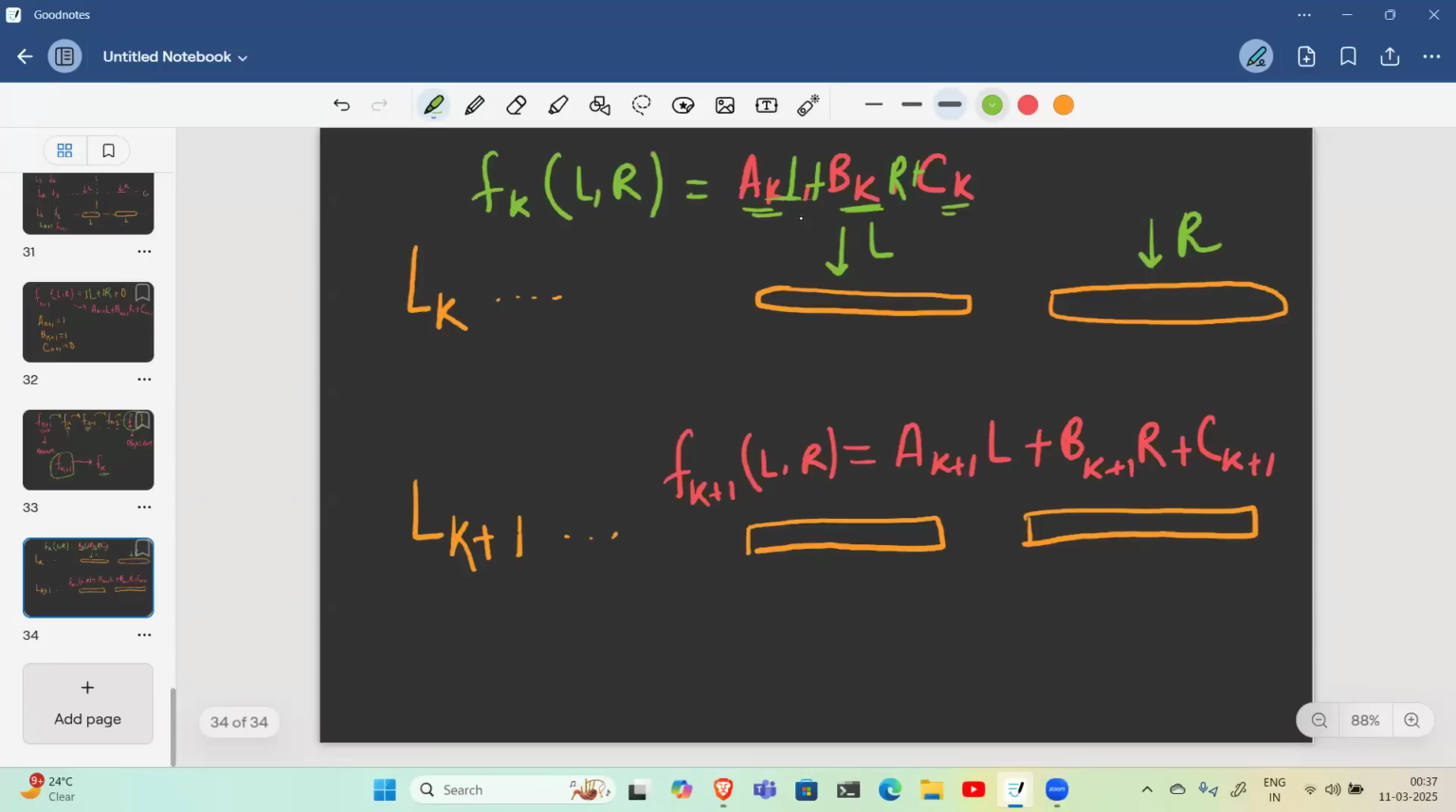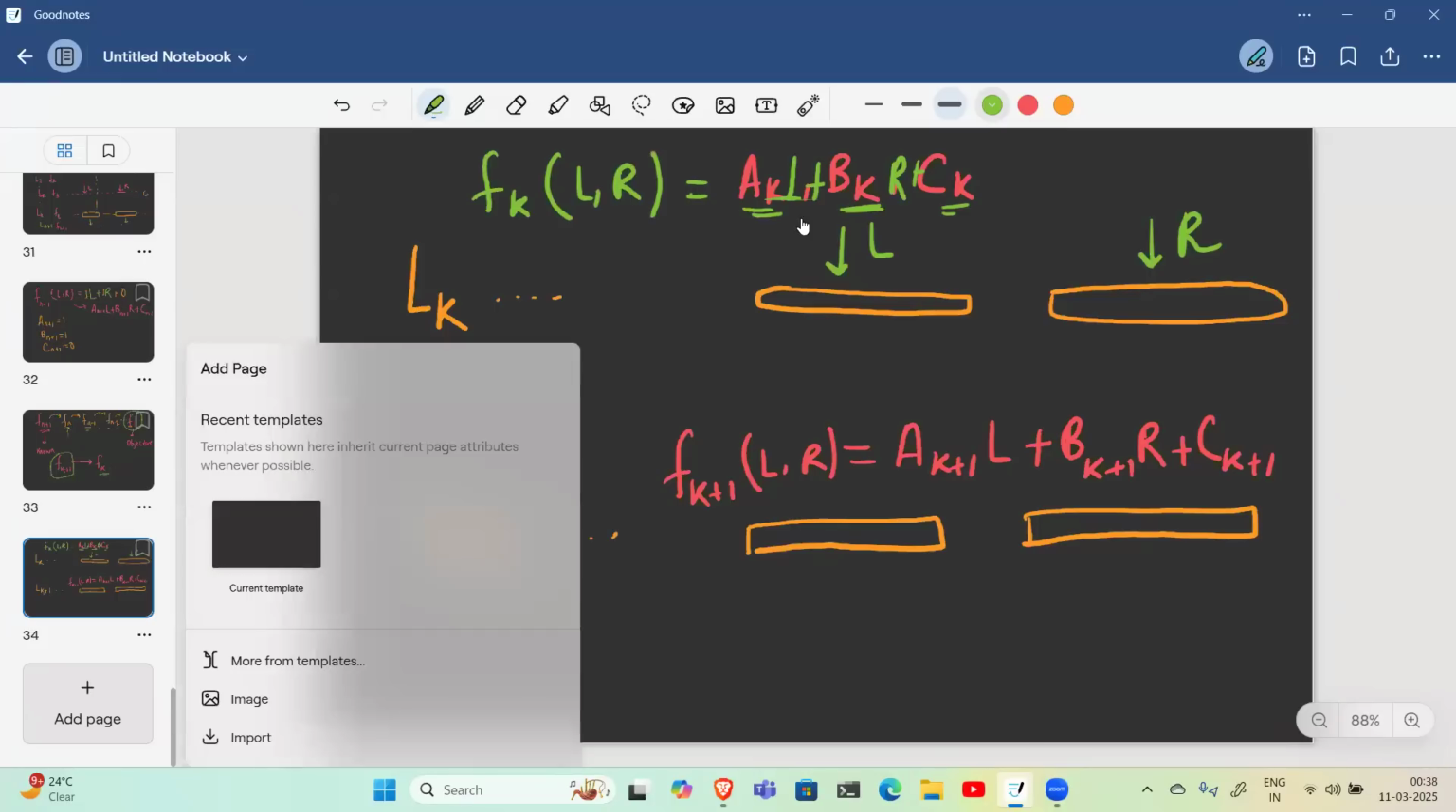Now all these gates are of this format: into some value f1 plus some value c1.